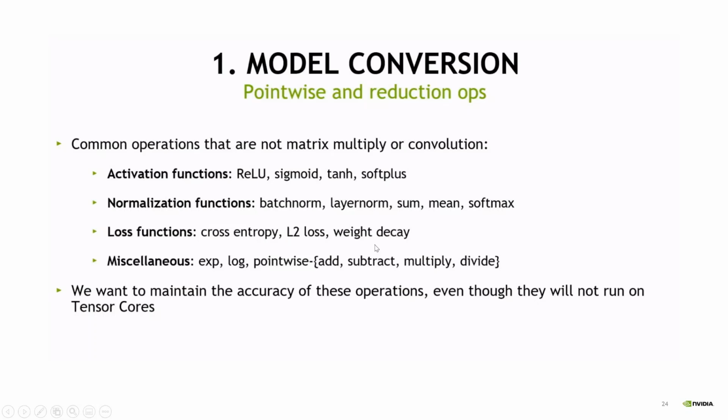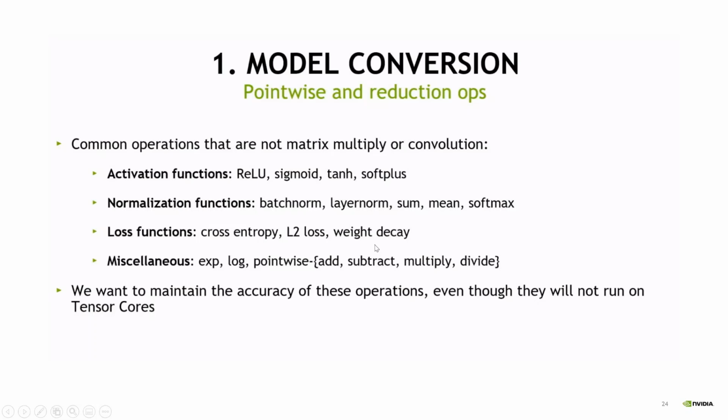Models have a lot of layers with lots of details, and we have grouped some operations into four main groups: activation functions, normalization functions, loss functions, and others. And the main question here is, can we convert all of these layers directly into FP16 or not?